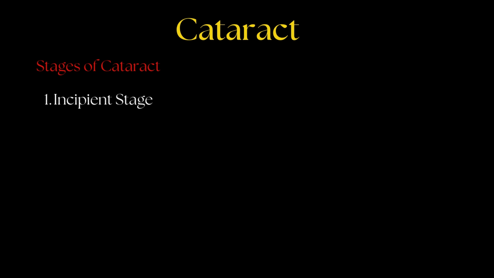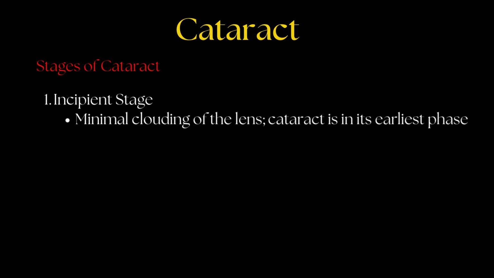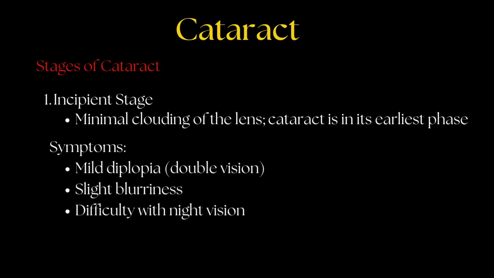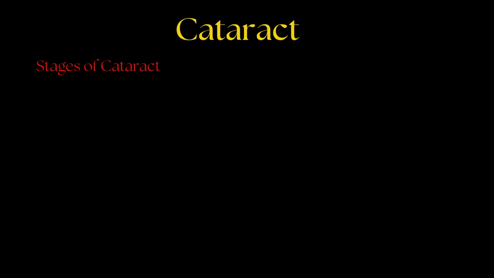In the incipient stage, the cataract is still in its earliest phase, characterized by minimal clouding of the lens. At this point, patients may experience mild diplopia, slight blurriness, and difficulty with night vision. However, cataracts usually do not affect daily activities at this stage.